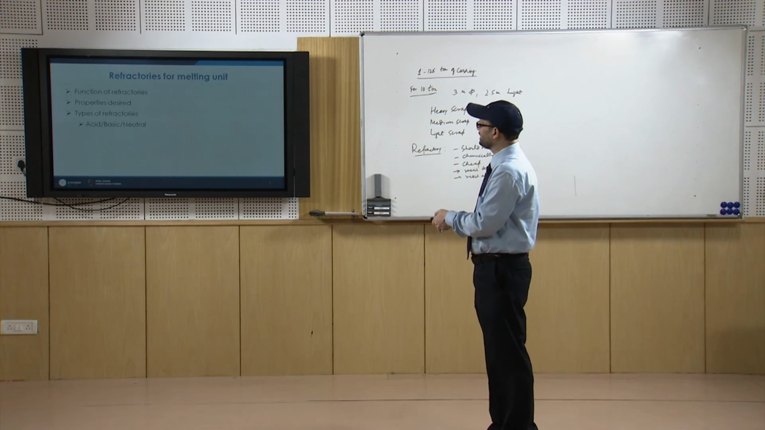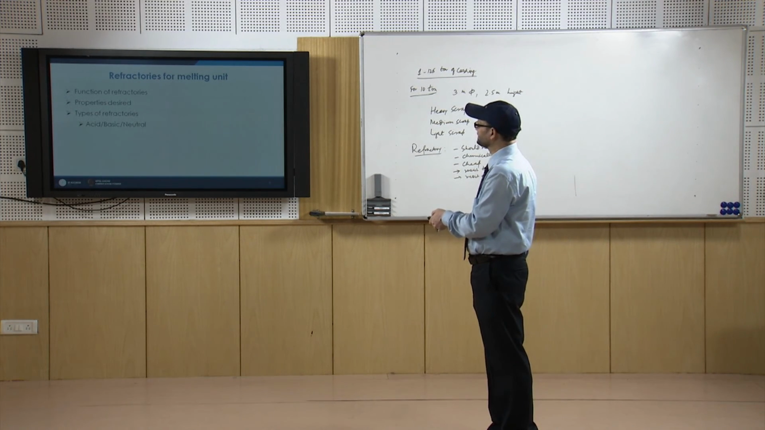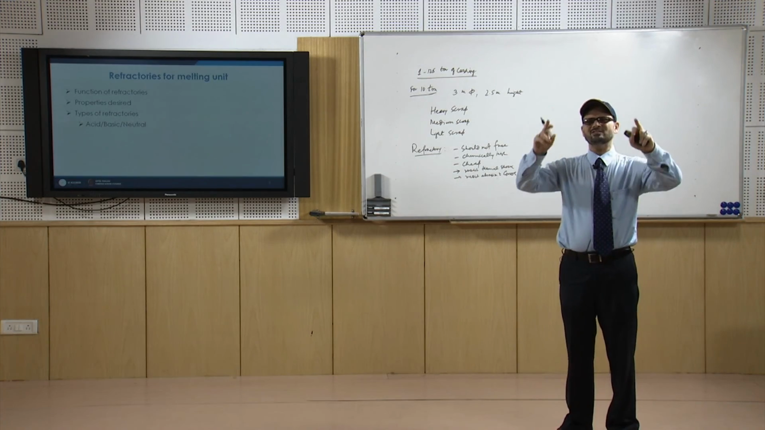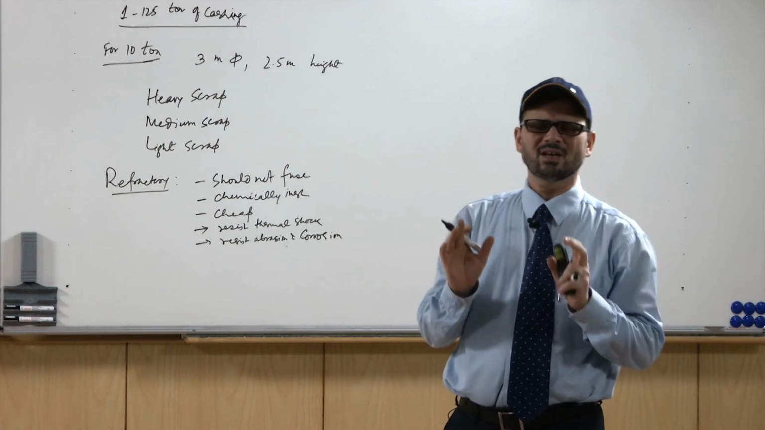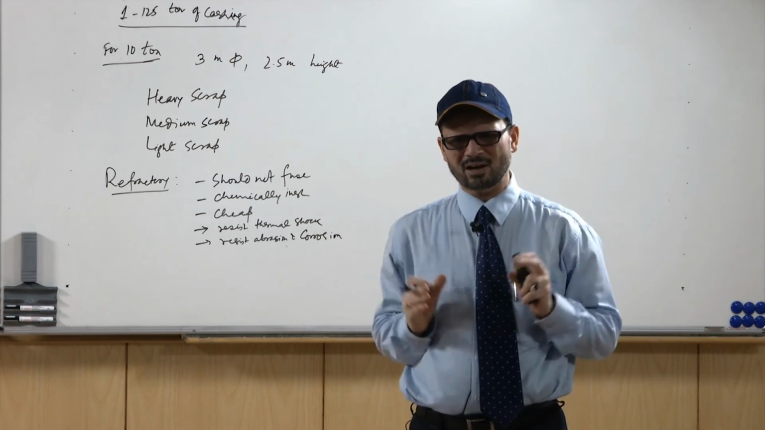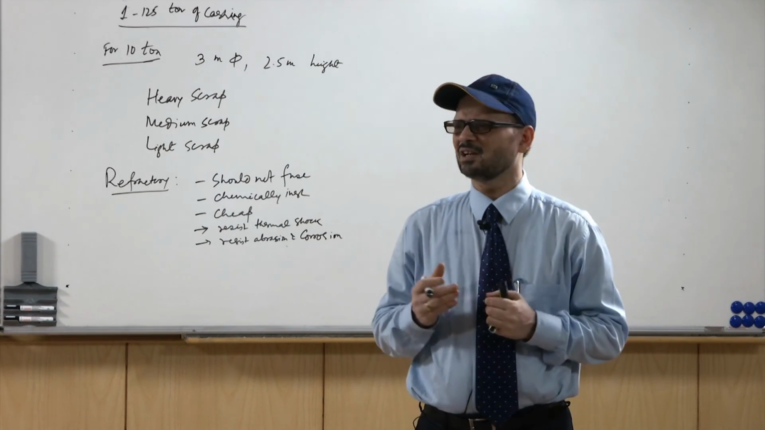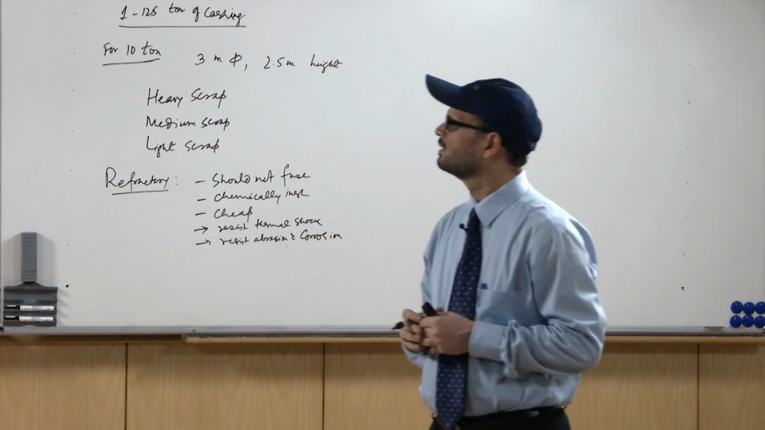And neutral, normally zirconium oxide is used as the neutral refractory. Apart from that we have other refractories also which are neutral. So, this way you have different kinds of refractories which are used in the furnaces depending upon the requirements, depending upon the type of slags which you are likely to get, you use the different kinds of refractories.